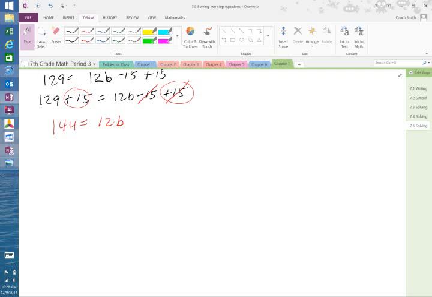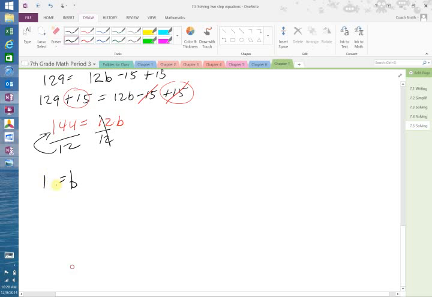So what do I do to solve that? Divide by 12 to both sides. That cancels. 12 goes into 144 how many times? 12 times. So b equal 12.